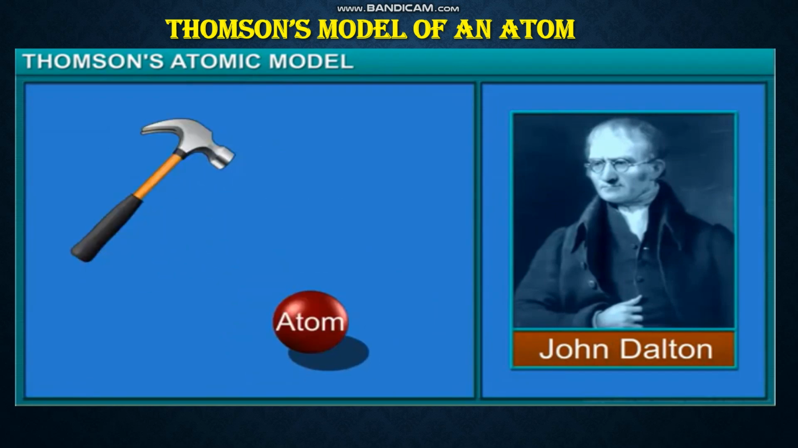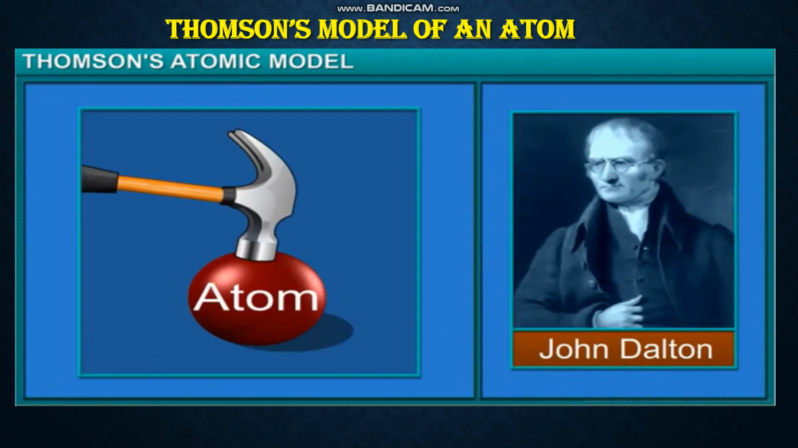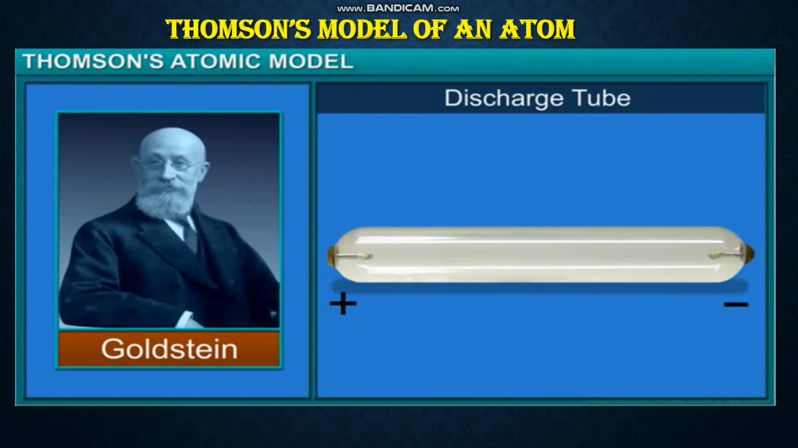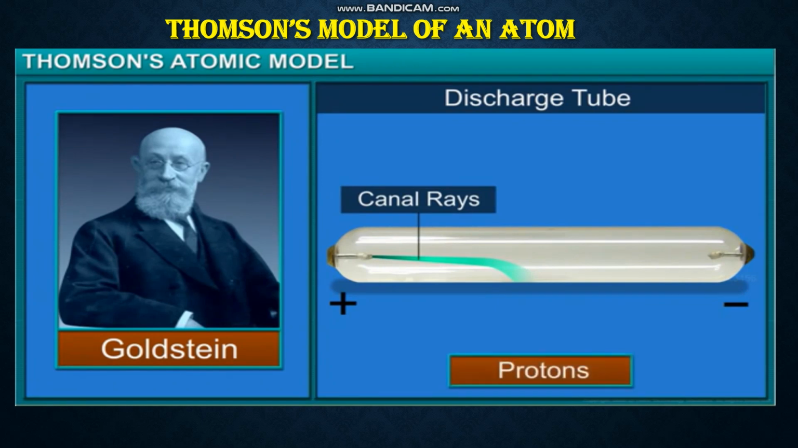Dalton's atomic theory stated that an atom was indivisible and indestructible. However, in 1886, Goldstein came upon positively charged radiations in a gas discharge, which he termed as canal rays. These radiations led to the discovery of the proton. The mass of a proton was about 2000 times that of an electron, and it carried a positive charge.